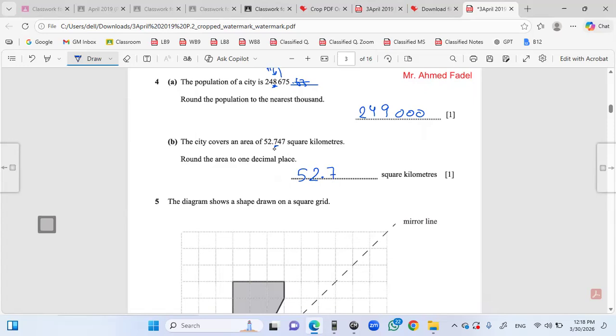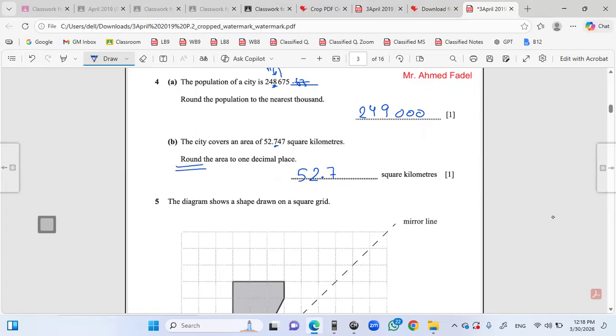Decimal places, remove them. Mister, if I write 0, will it be wrong? Yes, it will be wrong. So decimal places, you must remove them in rounding, okay?